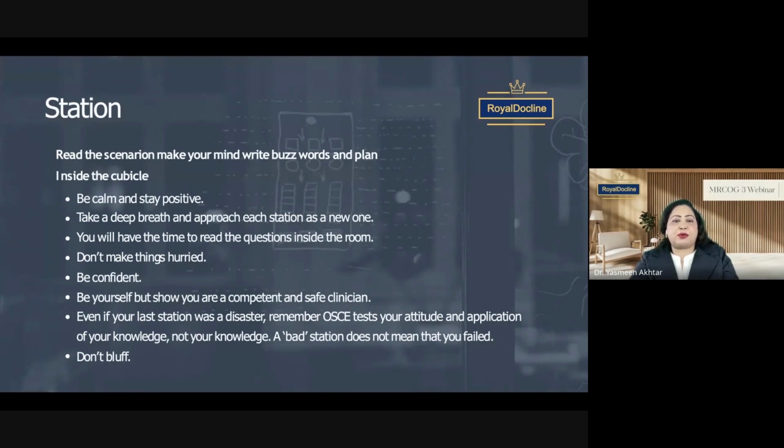Forget about it. Forget about it and forget about it. Go with the new one. Don't think about the previous station. Very important trick: you will have the time to read the question inside the room.